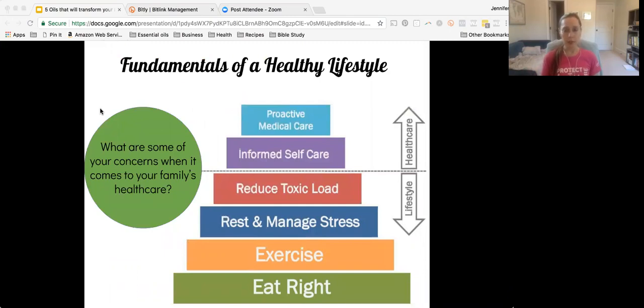Not everything is within our control, but if we really focus on changing what is within our control, we can make a huge impact on our health and our family's health. So when we look at this wellness lifestyle pyramid, I love this, it really shows us what we know.